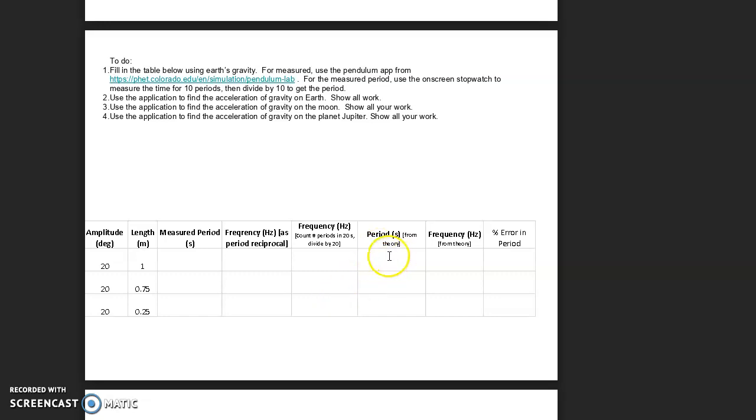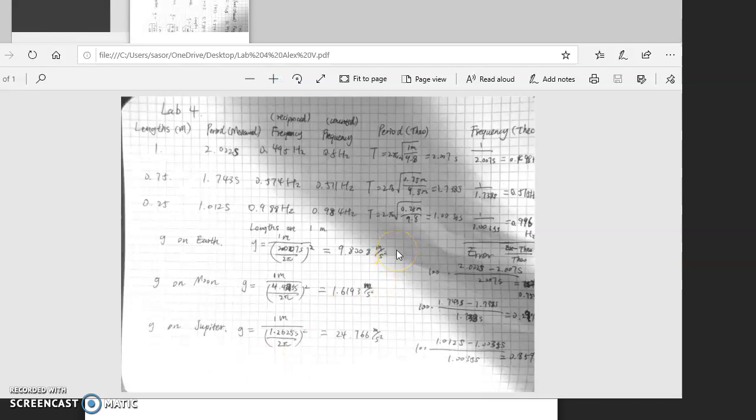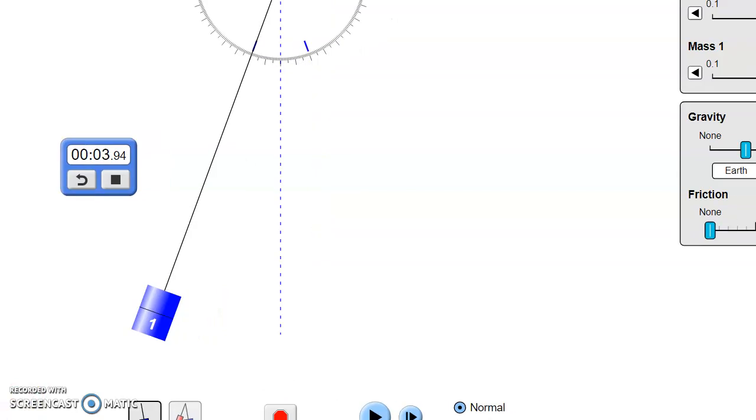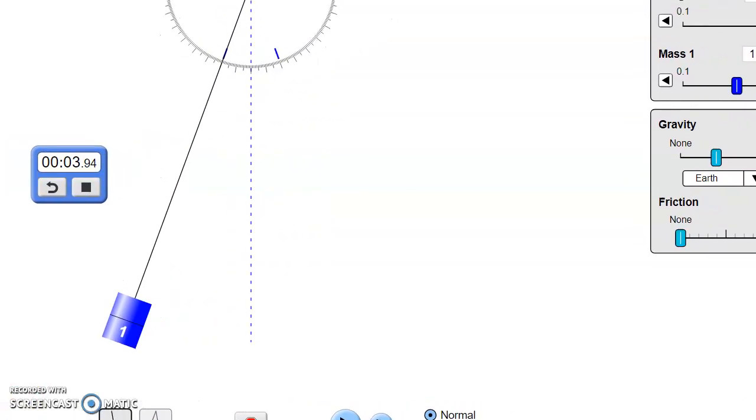To calculate the theoretical period, you basically would want to use this equation. In this experiment, our gravity is set to be on Earth.